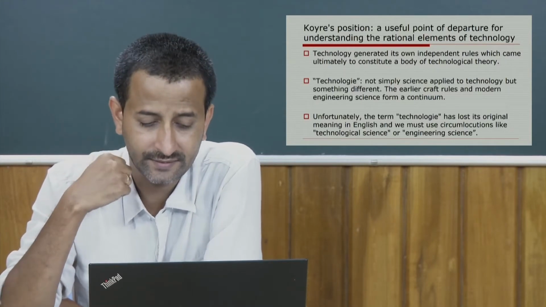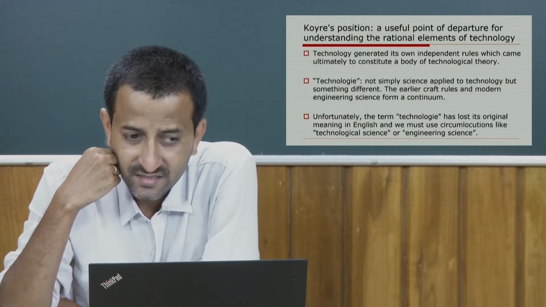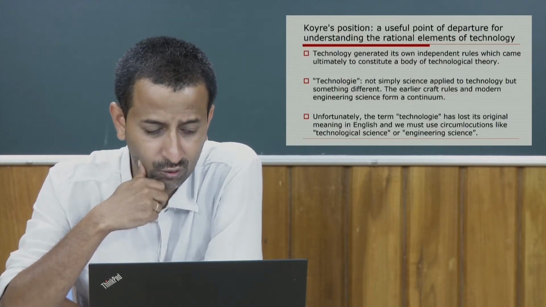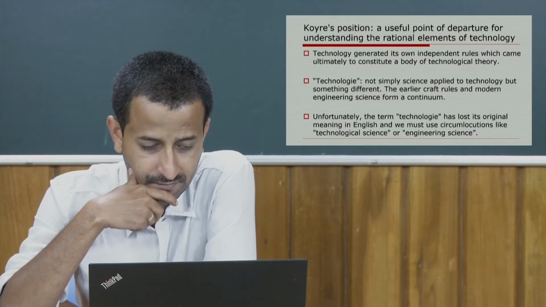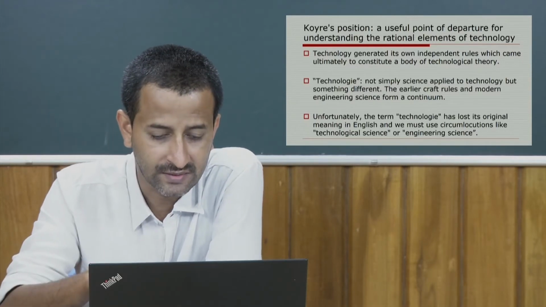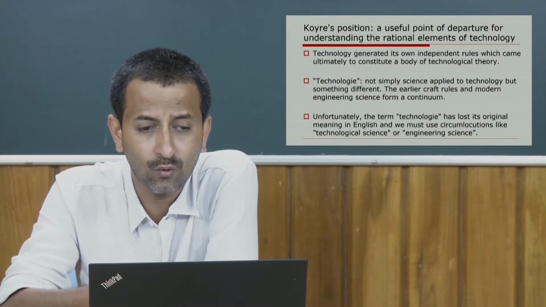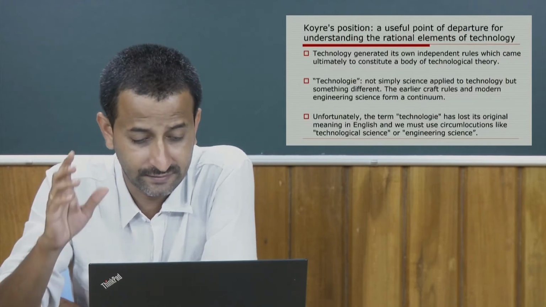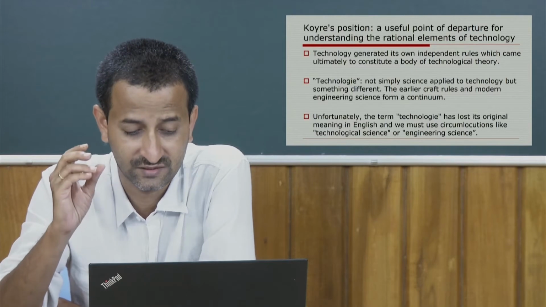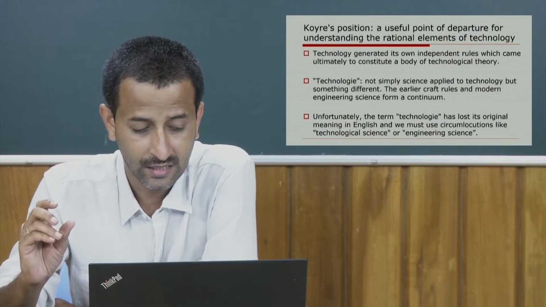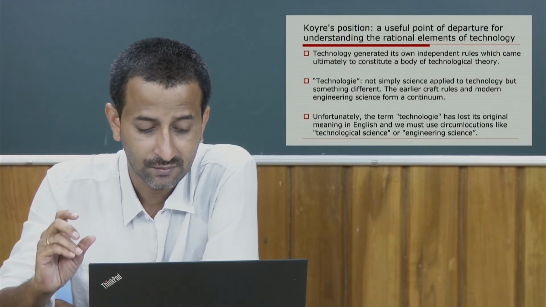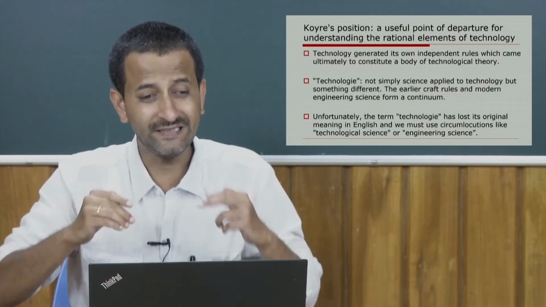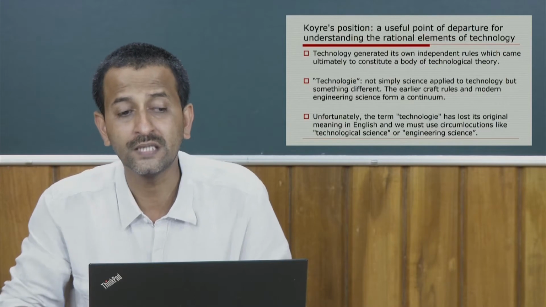Coet held that technology constituted a system of thought essentially different from that of science. Technology generated its own independent rules, which came ultimately to constitute a body of technological theory, and this body of knowledge was then transformed in a fundamental way under the influence of science. But the result was not simply science applied to technology, but something different, which Coet called technology.